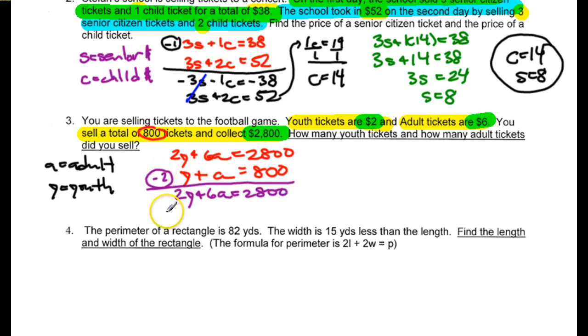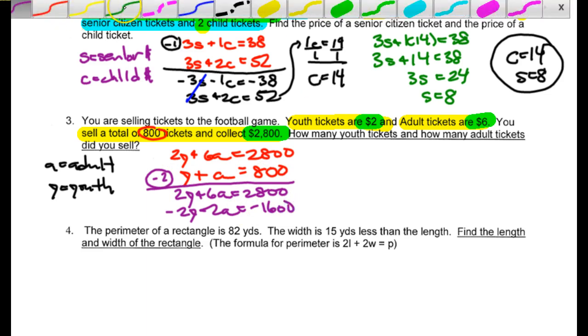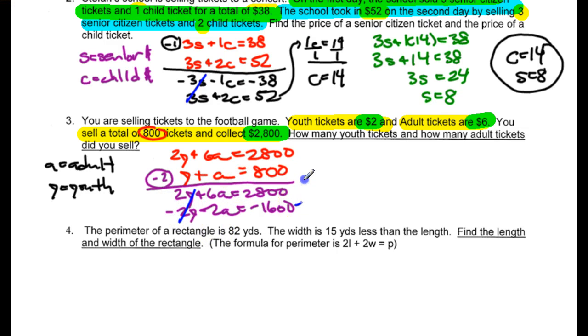Now the bottom, negative 2 times y is negative 2y. Negative 2 times 1a, negative 2a. Equals negative 2 times 800 is negative 1,600. So now we did that. Now we can start canceling. The y's cancel. I'm out of space. I'll come here, but I'm going to combine it. 6a minus 2a, 4a. Alright, and then you can continue.